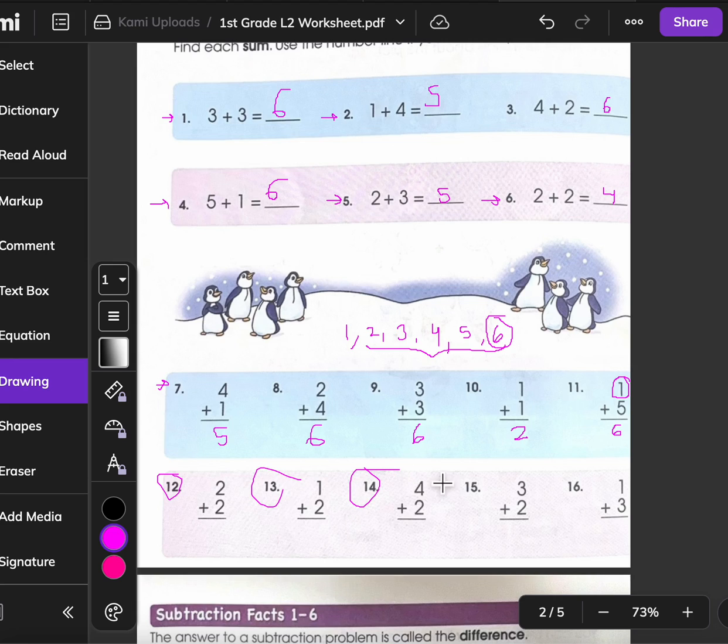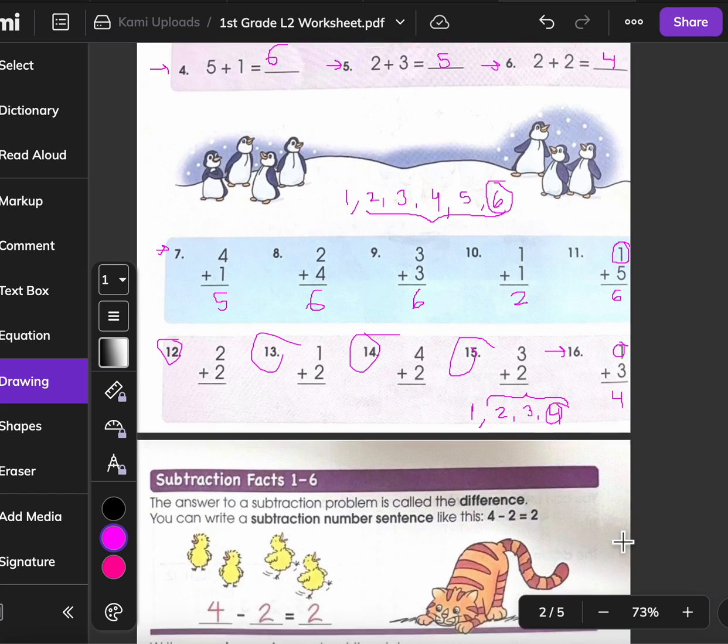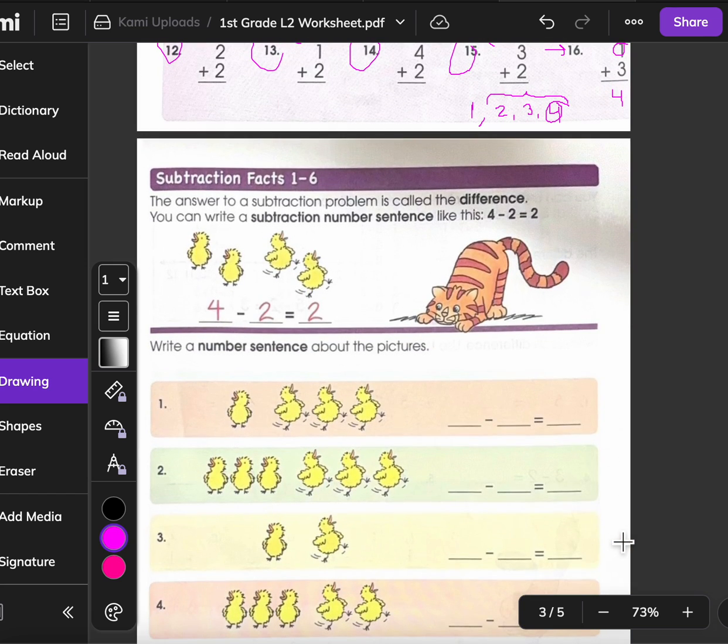And I'll go over number 16 for you. So you have 1, and that's the number given, and then we're going to count 3 numbers after 1. So 2, 3, and 4. So 3 numbers after 1 gives us our sum. So our sum is 4. Okay? Moving on, so we're going to do subtraction facts.